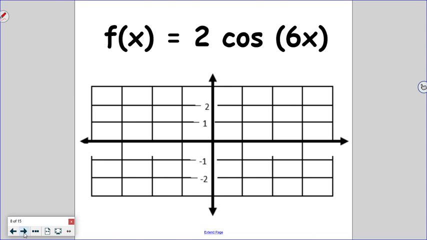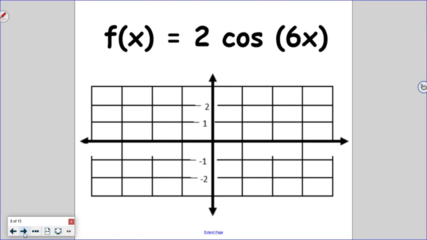And we are going to start putting a whole bunch of our transformations together, not just isolated all the time. F of x equals 2 cosine 6x. There's kind of an order into which we are going to attack this. And the very first thing you want to do is get your axes labeled. Our y-axis is labeled for us, we can see. But we need to label the x-axis.